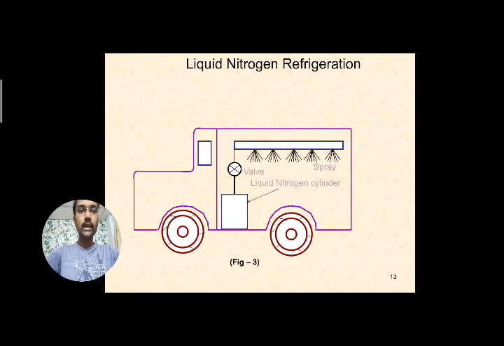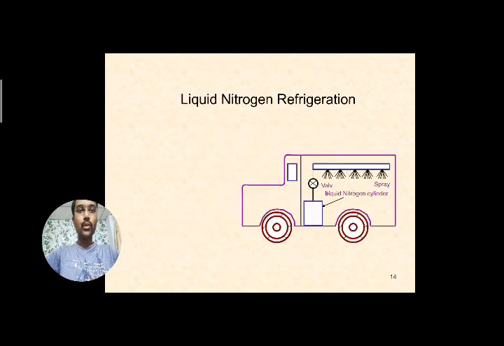So whenever it enters through the spray header, it gets sprayed on the products which are placed in some containers. So the products can be maintained at very low temperatures. It's a very simple one, and you'll see it point-wise. So observe the liquid nitrogen cylinder. It must be an insulated cylinder.